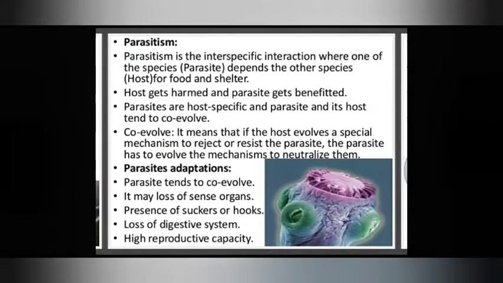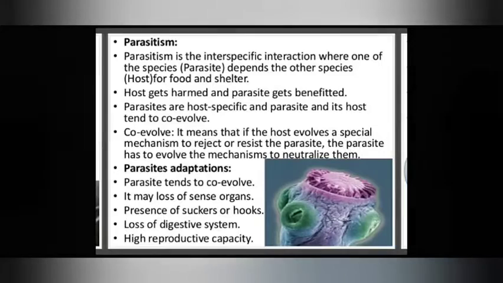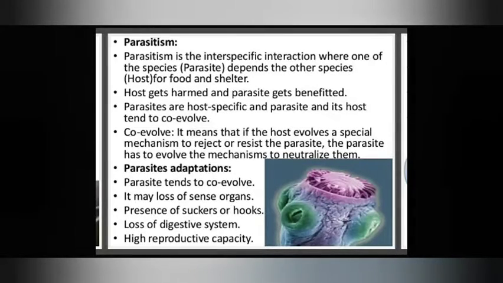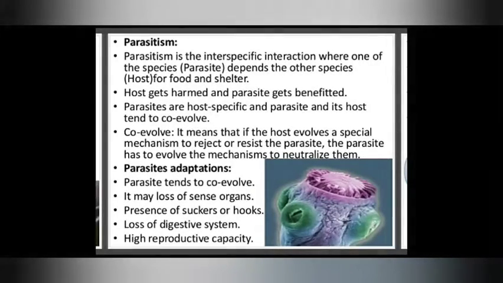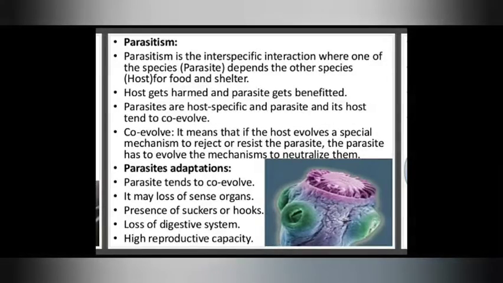Next type of interaction is parasitism. Parasitism is the interspecific interaction where one of the species, which is called the parasite, depends on the other species, which is called the host, for food and shelter. The host gets harmed and the parasite gets benefited. Parasites are host specific, and parasites and their hosts tend to coevolve.